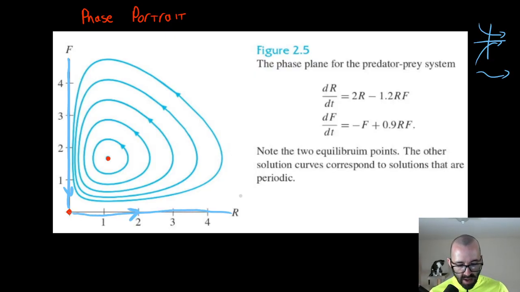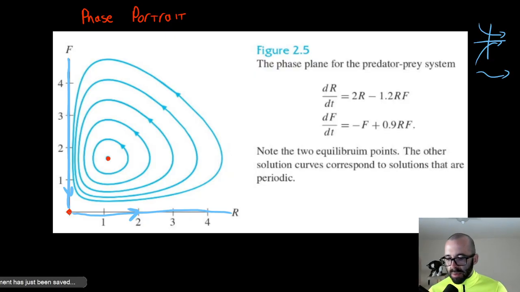I think the book didn't include them because if F is 0 or if R is 0, it's not very interesting. But they did include the equilibrium point. So anyway, these are two more blue curves that we could draw that have somewhat qualitatively different behavior than the other ones. Most curves here are going to oscillate for this model.